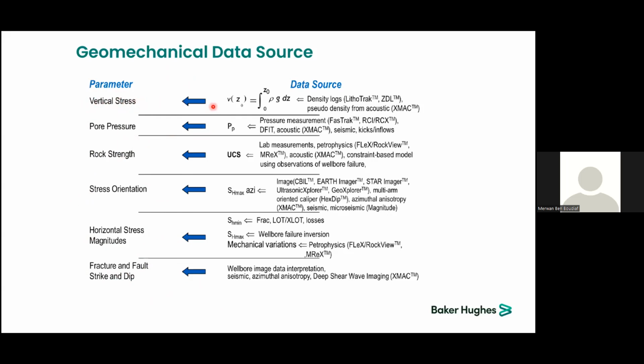For example, for the vertical stress, you need all the density logs for the well, or maybe pseudo density calculated from acoustic. For pore pressure, you need some direct measurements, or also some acoustic and seismic data in order to construct the curve. For rock strength, you need lab measurements and also acoustic data that will help you to construct the log-based profile, for example, for the UCS. For orientation, you need the image logs, etc. We'll go through that in detail.